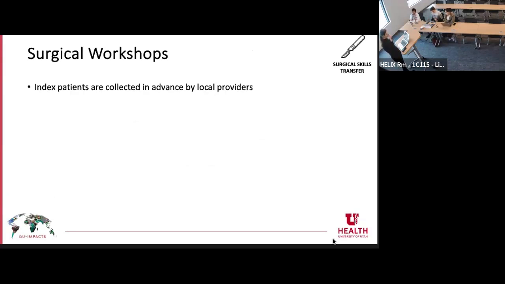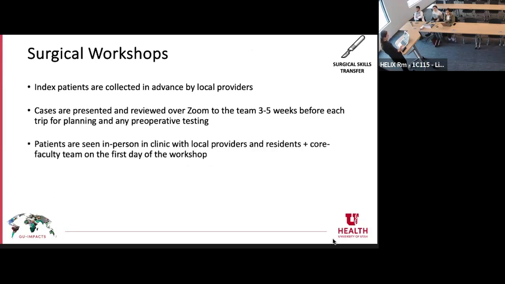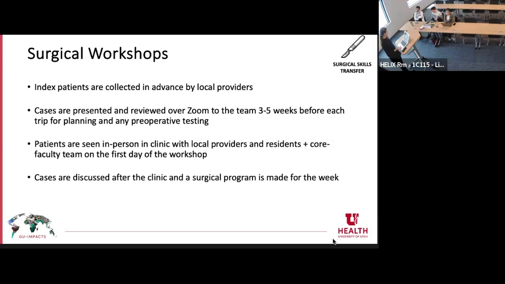These surgical workshops are being similarly designed in Cambodia and in Rwanda, where they're focused on those topics that I mentioned. Index patients are collected in advance by local providers. Cases are presented and reviewed when able over Zoom a couple of weeks before in order to help with planning for the workshops and any additional preoperative testing that might be done. Patients are then seen in person in a preoperative clinic in combination with the local providers, the residents, and the core faculty team. Cases are discussed after the clinic and a surgical program is made for the week. The surgical program takes place at hospitals only with trainees, so teaching hospitals in both locations.